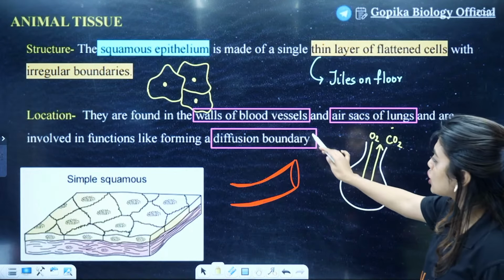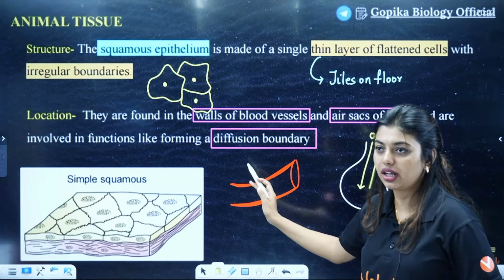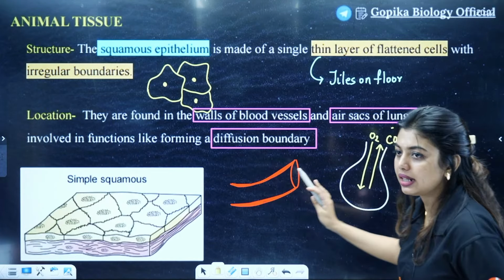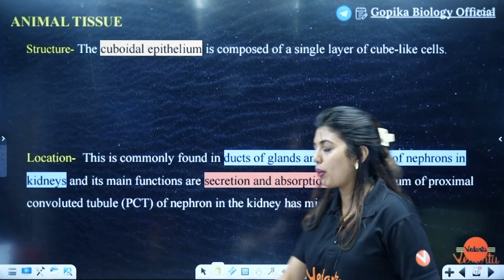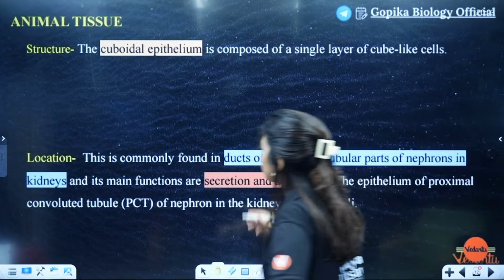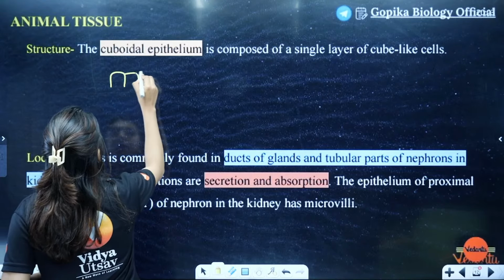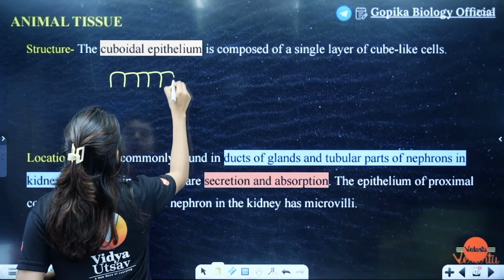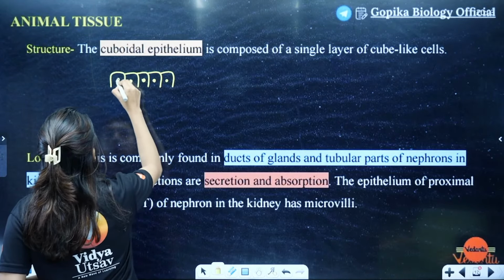Now, this is clear, students. They are found in the walls of the blood vessel and the air sacs of the lungs, and they are going to act as a diffusion membrane. Done. So this is your first topic, your squamous. Next is the cuboidal epithelium, which is composed of a single layer of cube-like cells. I remember in maths how much our teachers hit us to learn cube and cuboid. So this is your cube-shaped cell.